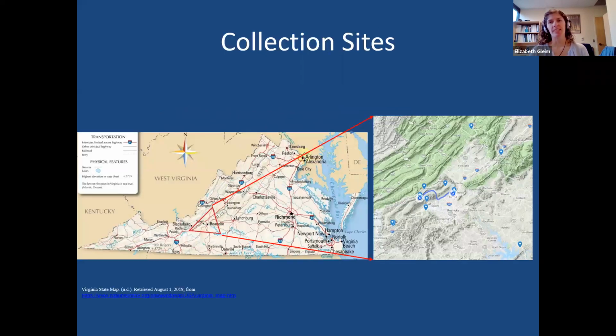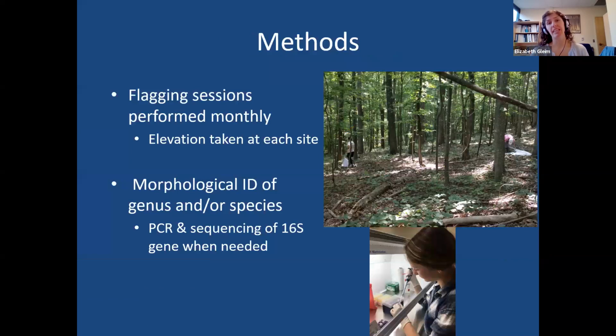So to do this, we established 12 different sites throughout the Roanoke Valley region, and in doing that, we then began collecting ticks on a monthly basis for a full calendar year. And of course, we also collected elevation at each site, and we attempted to have roughly half of our sites above 500 meters and half below 500 meters.